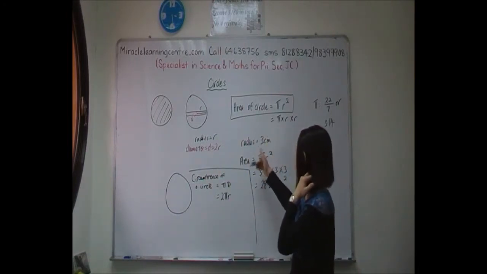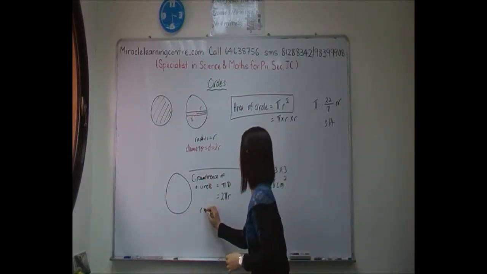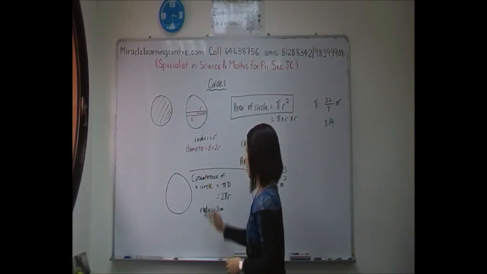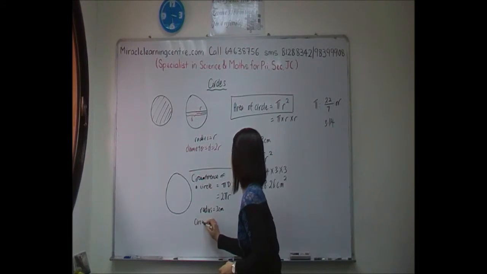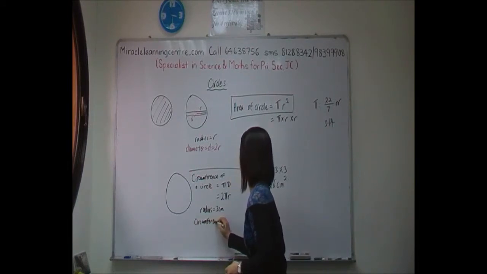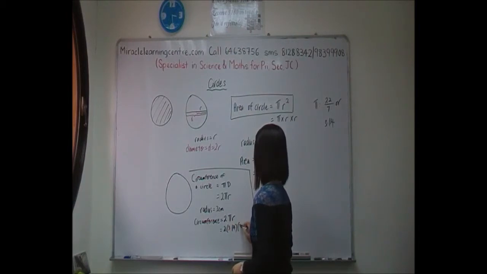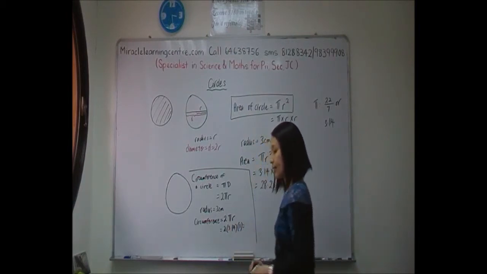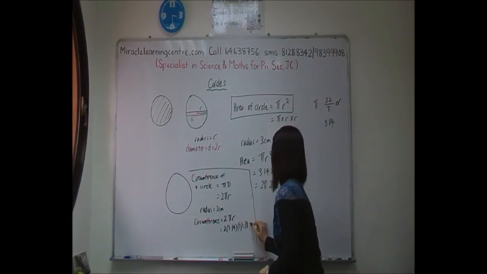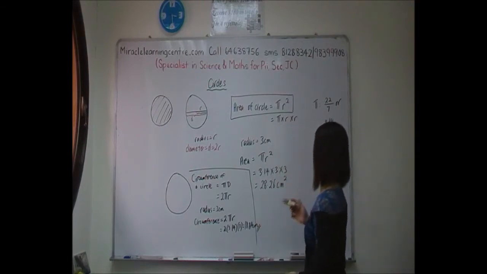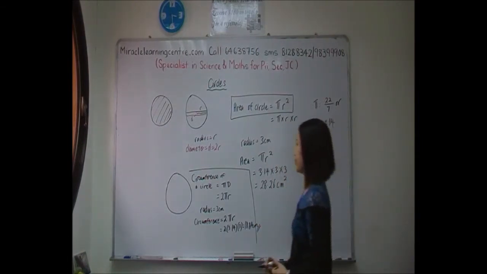Okay, for example, the radius is also 3 cm. And I want to find the circumference of this circle. So you take 2 pi r, which is 2 times 3.14 times 3. And the answer will be 18.84 cm. Okay? This is cm and this is cm squared because of the area.